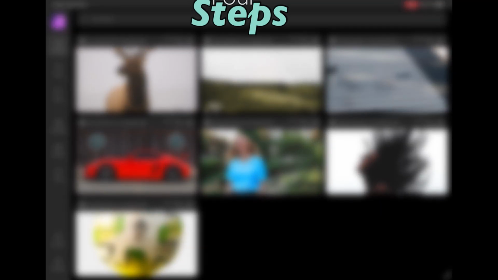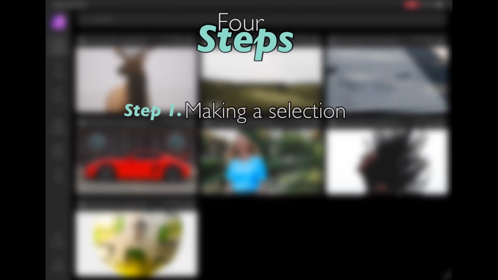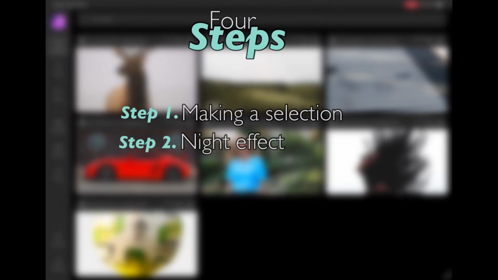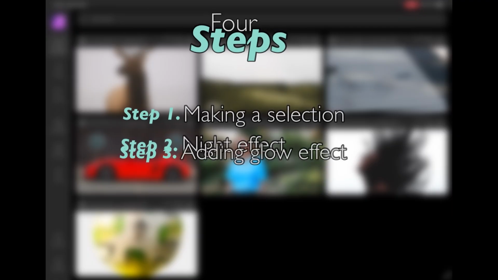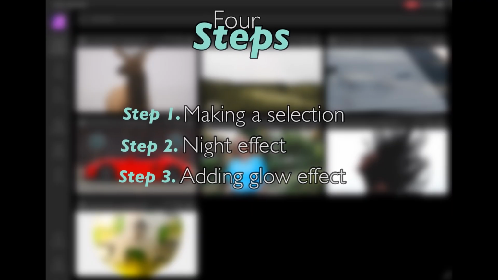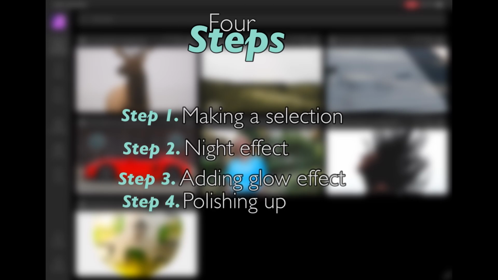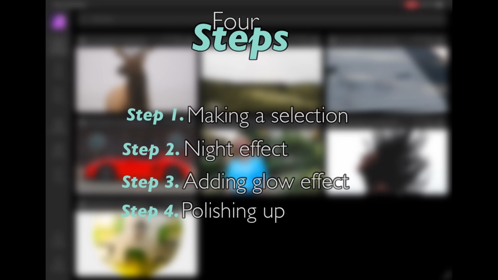Alright, we're gonna make it into 4 steps. Step 1, we're gonna make a selection. Step 2, we're gonna turn the scene from day to night. Step 3, we're gonna work on each individual part of the deer that we've selected. And finally, we're gonna polish everything up until it all looks right.